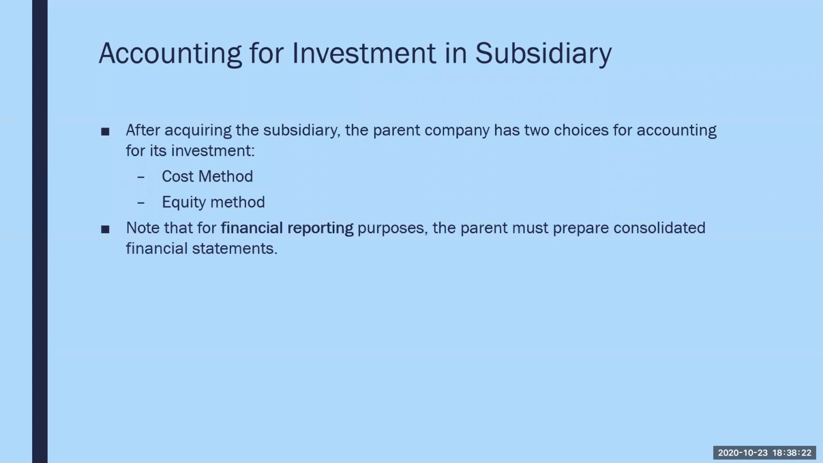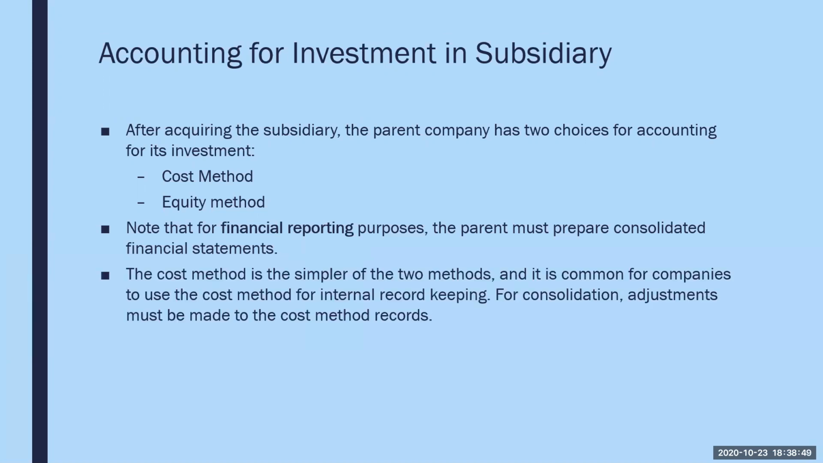Now, for financial reporting purposes, it is important to keep in mind that the parent company has to prepare consolidated financial statements. So when we speak of the cost method or the equity method, those are choices for internal record keeping. The parent company cannot use the cost method to report its investment in the subsidiary. So that's an important thing to keep in mind.